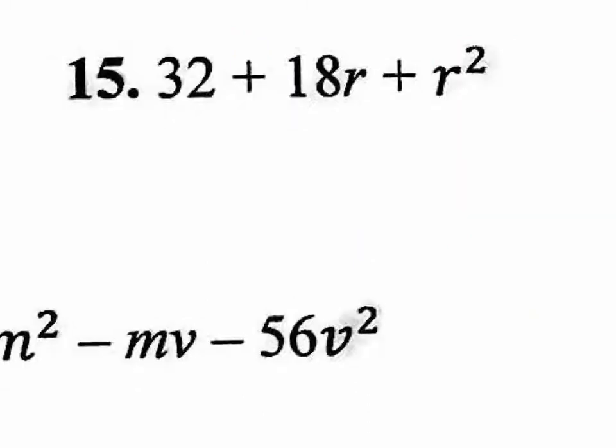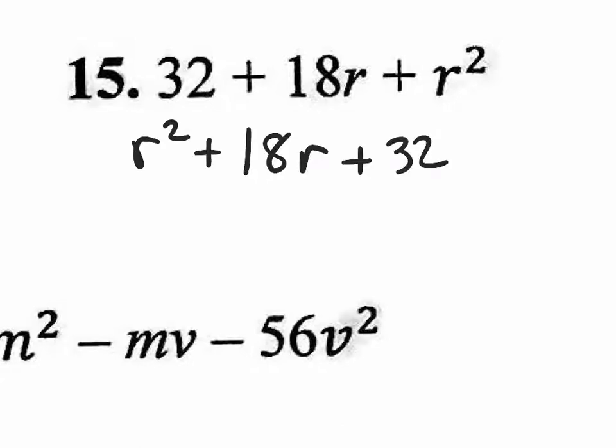Number 15, even before attempting to factor this, you have to write it in a standard form, in the correct order from highest exponent down to smallest. So there it is in standard form. And now that we have it in standard form, we're able to set up our answer format. And then after that, we simply think, what times what is 32 that if I combine together is 18?